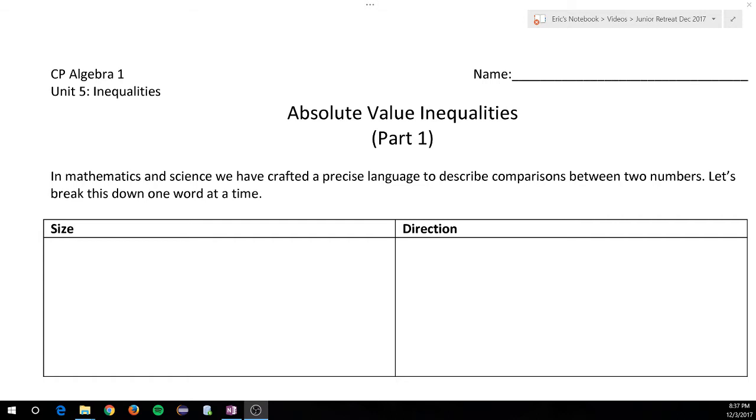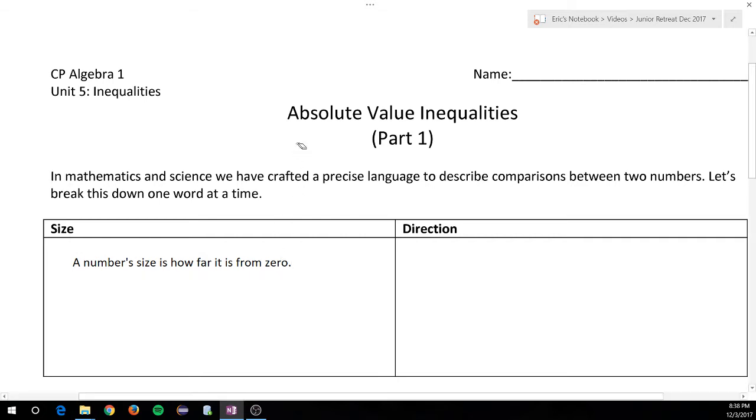You'll notice that I will type things at times and I will also handwrite things. Basically, if I put anything on the screen, make sure that you copy that as well on your notes. Okay, so again, when we talk about a number's size, we're referring to its bigness. So a number's size is how far it is from 0. So small numbers are close to 0, large numbers are far away from 0.